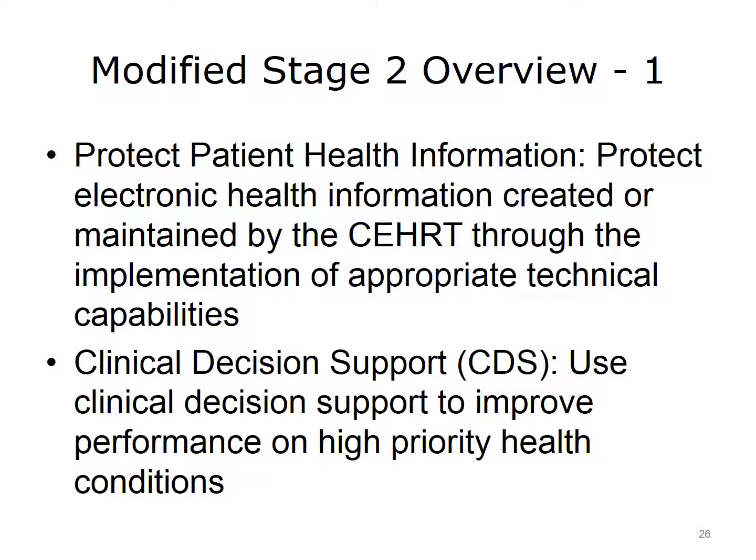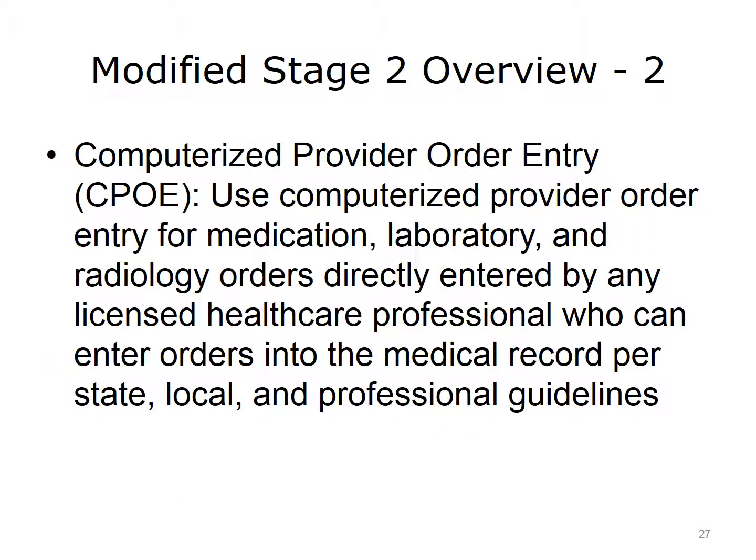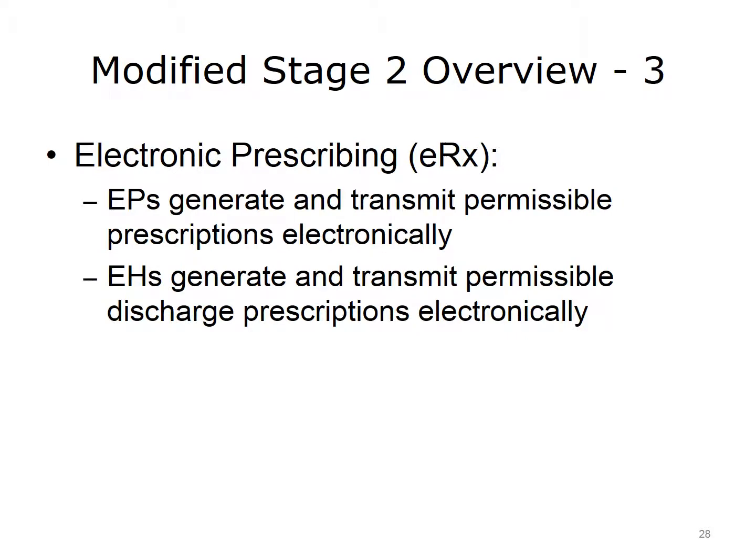Modified Stage 2 consolidates many of the meaningful use criteria from Stages 1 and 2. The major categories are listed on this slide and the 8 slides that follow. Patient health information must be protected by appropriate technical capabilities. Clinical decision support must be used and applied to a group of priority health conditions, and CPOE must be used to a specified level. Also required is electronic prescribing, which means transmission of prescriptions electronically by EPs and of discharge prescriptions by EHs.